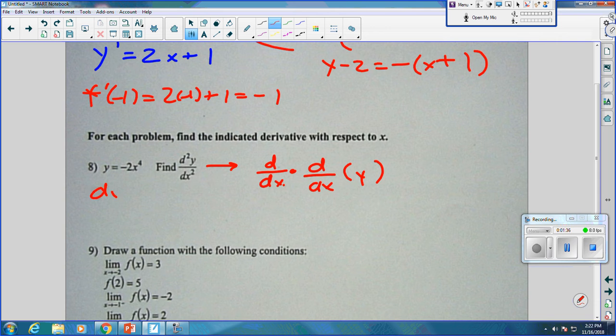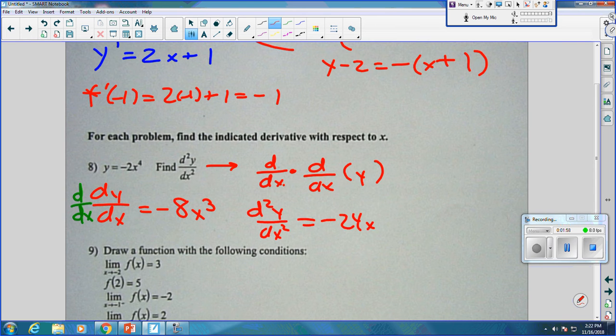So dy dx is -8x cubed. You guys all agree? First derivative. And then I do the second derivative. I do, watch, I'll show you in green. Ooh, I do d dx of the red. And I get to the second derivative is, what, -24x squared. All right? All right. That takes us to number 9.